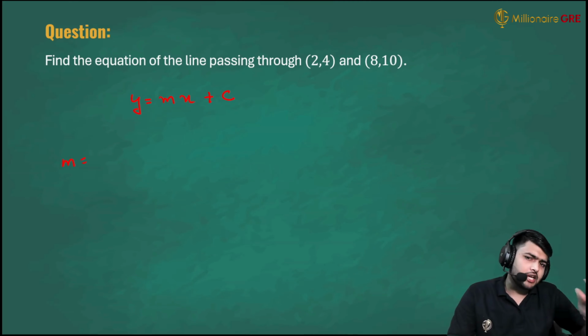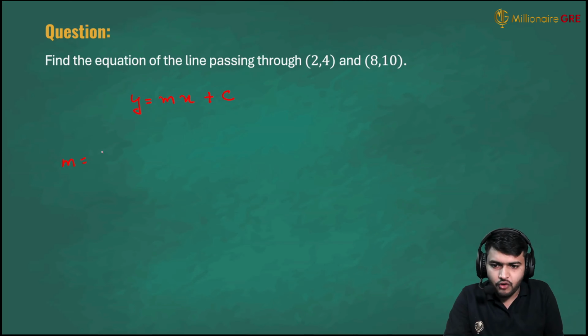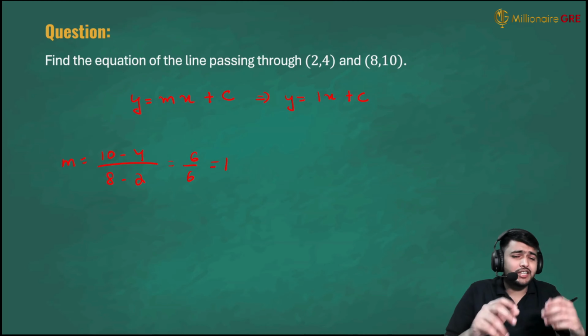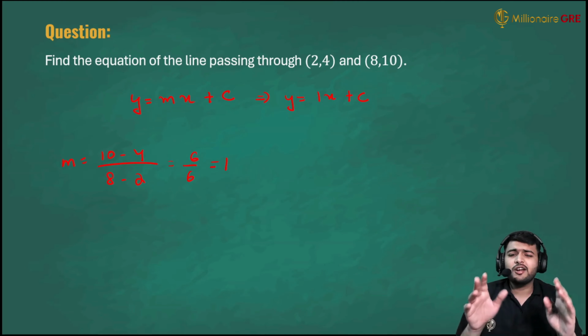You can simply do change in y upon change in x. So 10 minus 4 upon change in x. Change in x is 8 minus 2. So you get 6 upon 6, 1. Slope is 1. So you can sort of write the equation as y is equal to 1x plus c. But you still need to get c. You still need to find what c is.